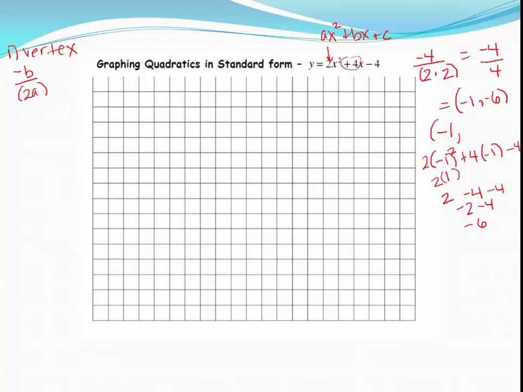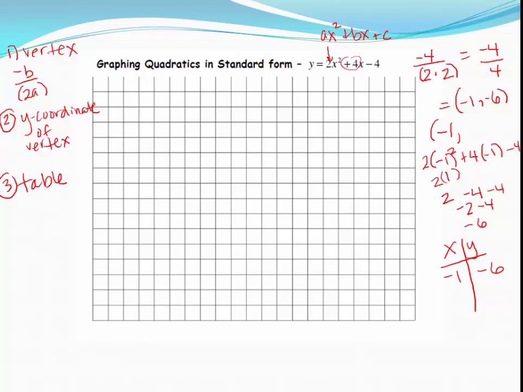You see how much more difficult this already is compared to vertex form? So we're going to go ahead and put our vertex in our table. Okay, so after you find the x coordinate of the vertex, you want to then find the y coordinate of the vertex, because the first step was only the x coordinate. And then we're going to make a table, and then we will use the equation to finish the table.